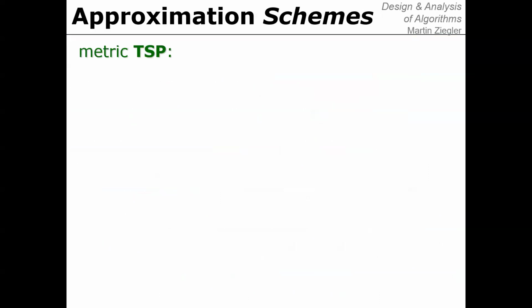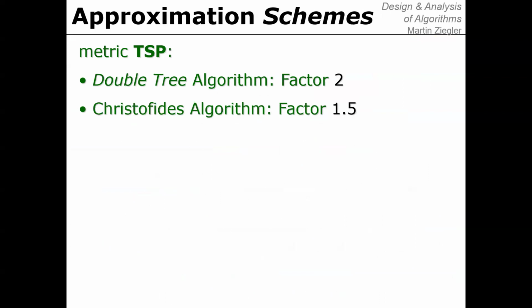So let's recall the metric traveling salesperson problem. We had two algorithms. One achieves approximation factor 2. If we want a better approximation factor, we need a different algorithm. If we want an even better approximation factor, that's a huge open research problem. You can do a PhD thesis if you like on this question. Two different algorithms with two different approximation factors.